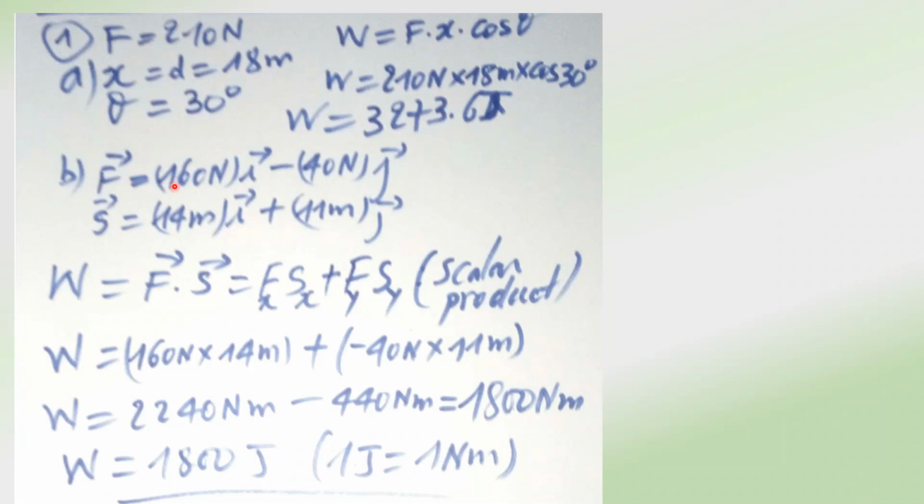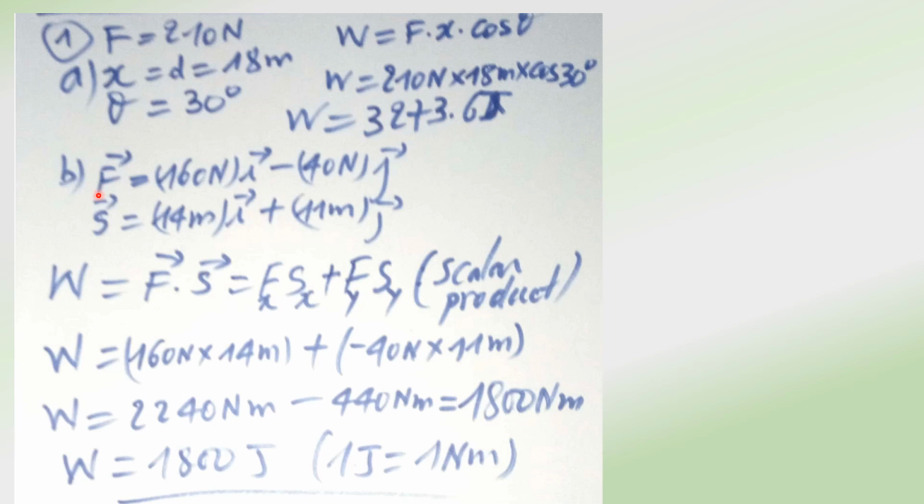We know that the work equals the force times distance times cosine of the angle between the force and the distance. Distance is given, the force is given, and the angle is given. Here you use only the numerical application of the formula: 210 Newton times 18 meters times cosine 30, which is equal to 3,273.6 joules.